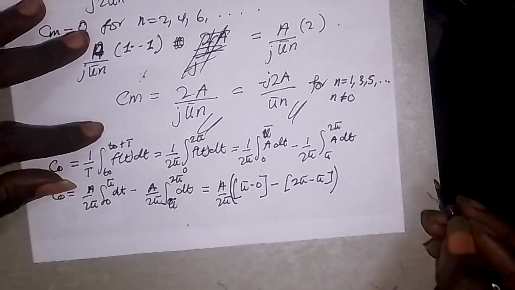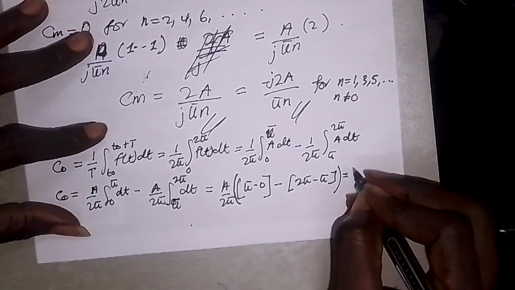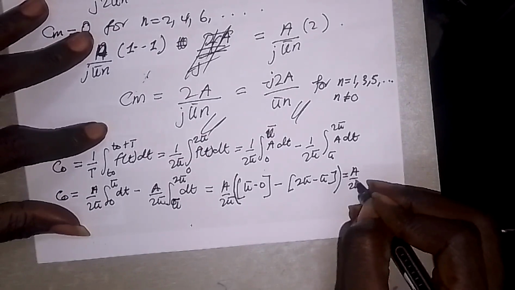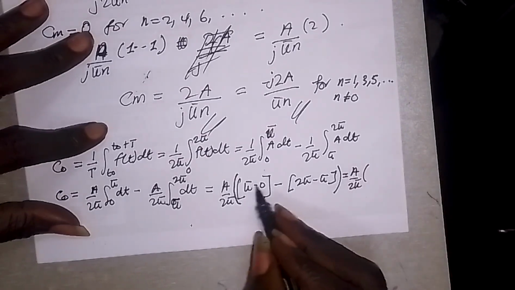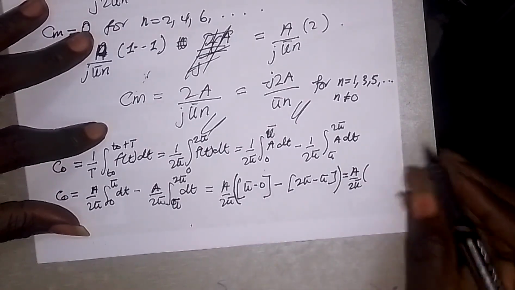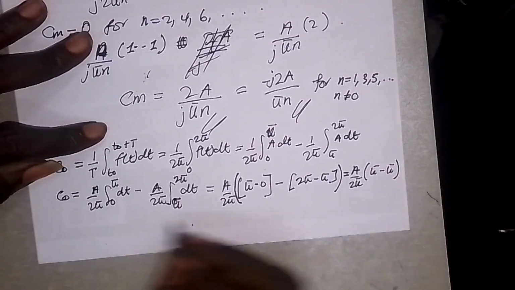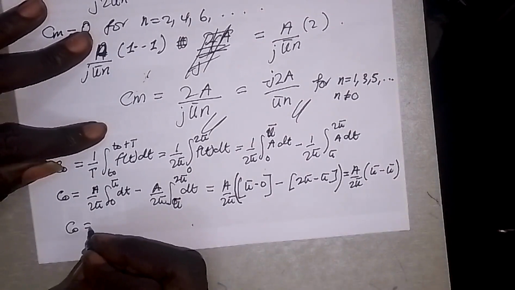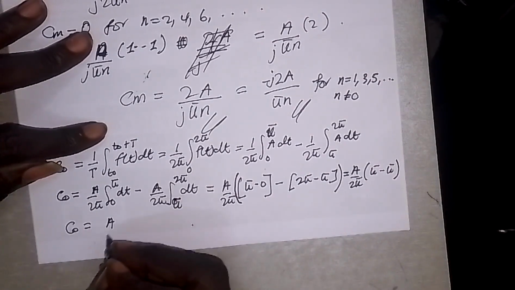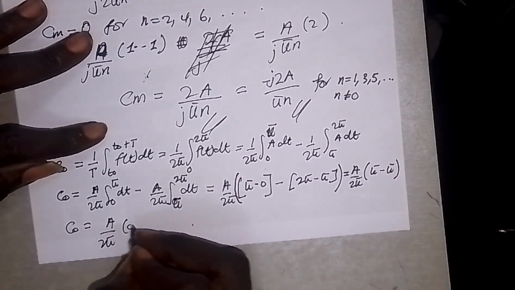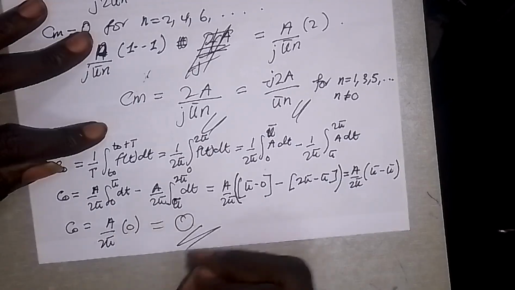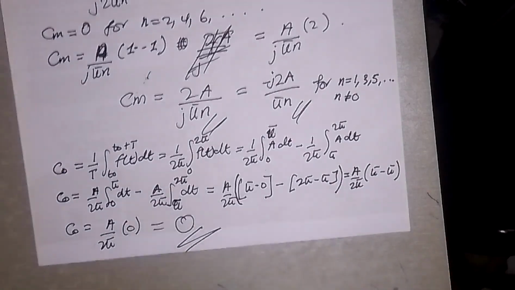So this is equal to A over 2 pi into pi minus pi, pi minus pi. In a nutshell, C naught is equal to A over 2 pi into 0, which is equal to 0.